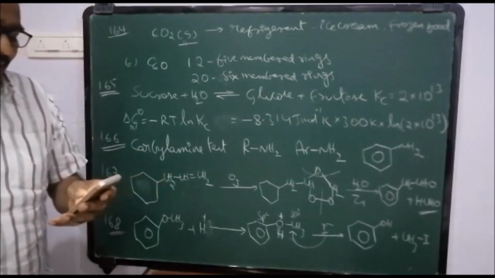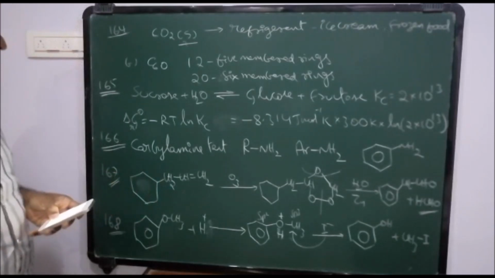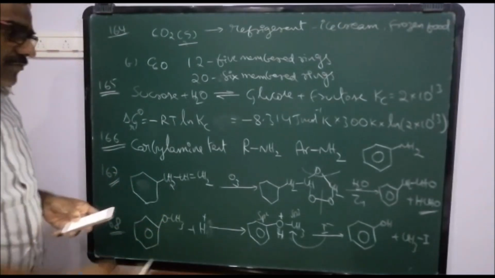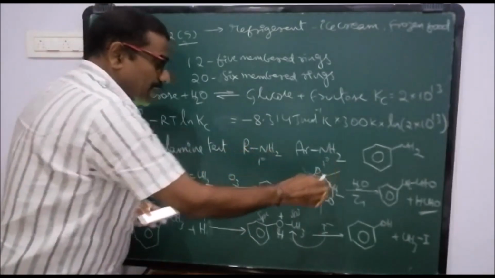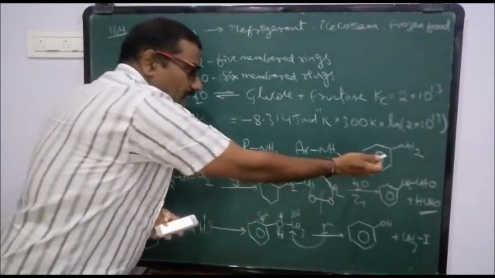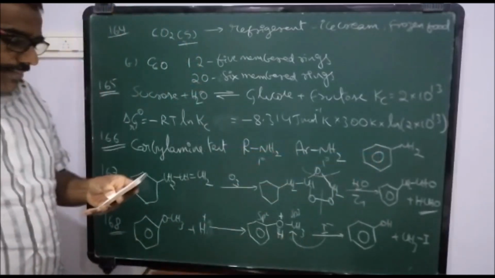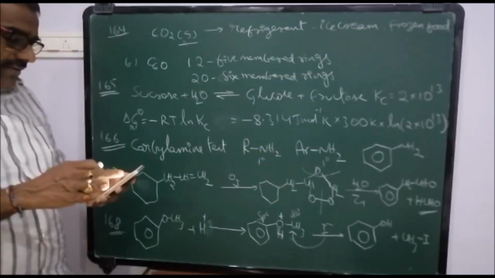And question number 166. Which of the following amines will give the carbylamine test? Carbylamine test is given by aliphatic and aromatic primary amines. As here aniline is the aromatic primary amine, it can give the carbylamine test. So the answer is aniline.